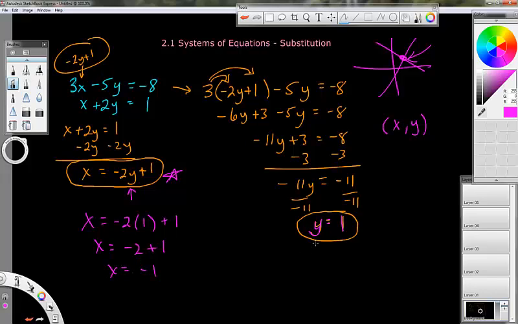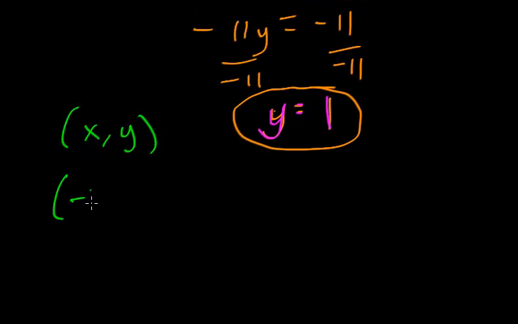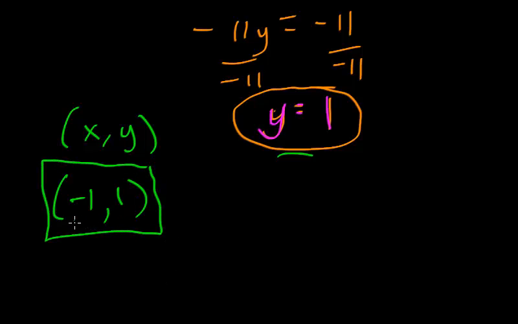So our final answer then is, of course, going to be our xy point, and it's going to be negative 1, positive 1, because x is negative 1, y is positive 1. This is a classic example of substitution. It's a lot of work. It has its advantages, but it's not as favored as elimination. But there you go. There's a good example.